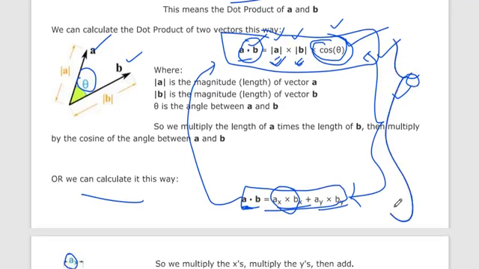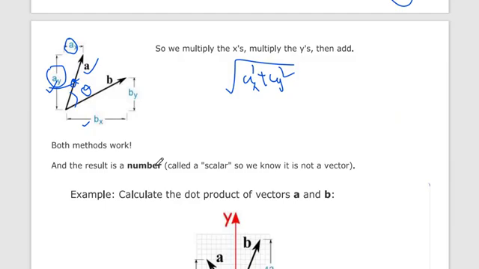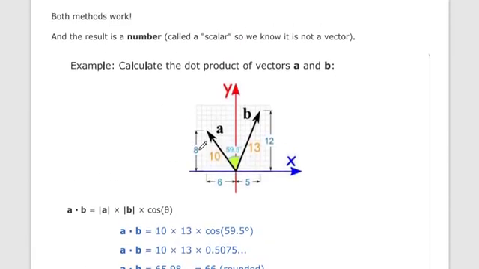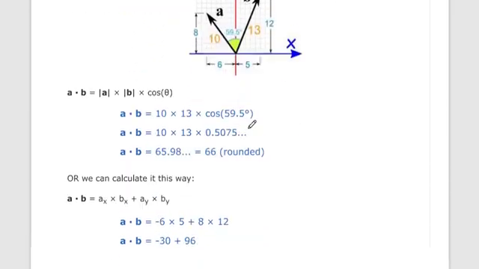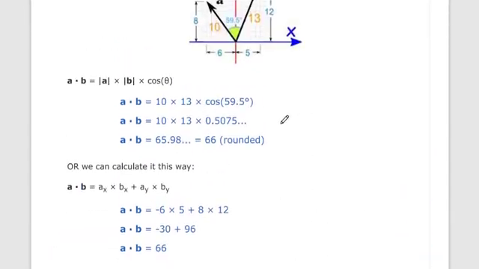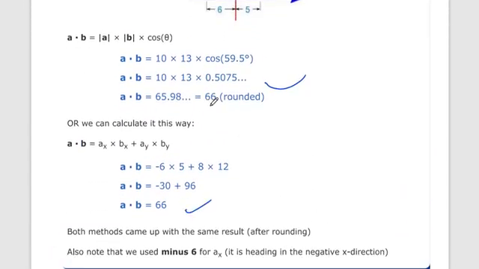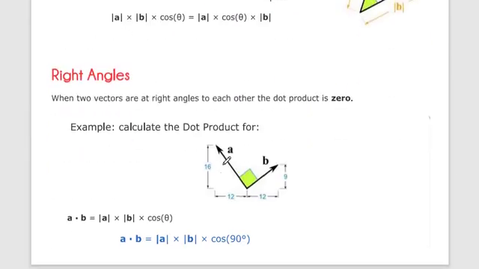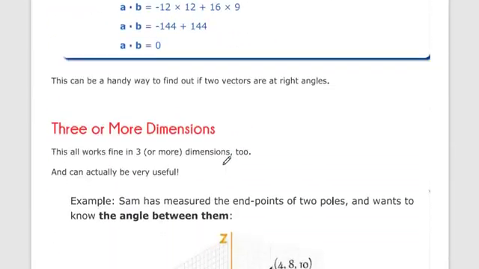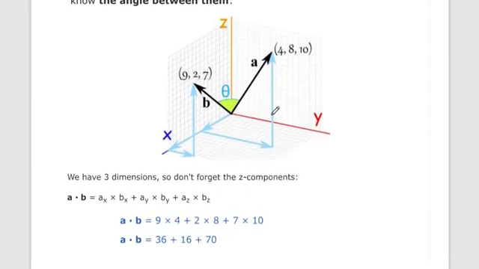So with the help of both equations, you have to solve the given question. Okay, so you have to remember both these equations. So now here is an example where with both methods we can get the same result. Okay, now let's say three or more dimensions.